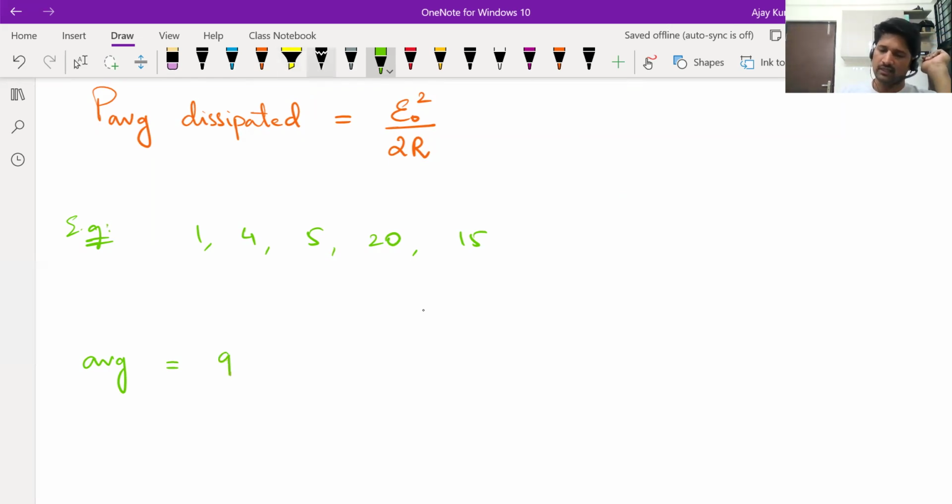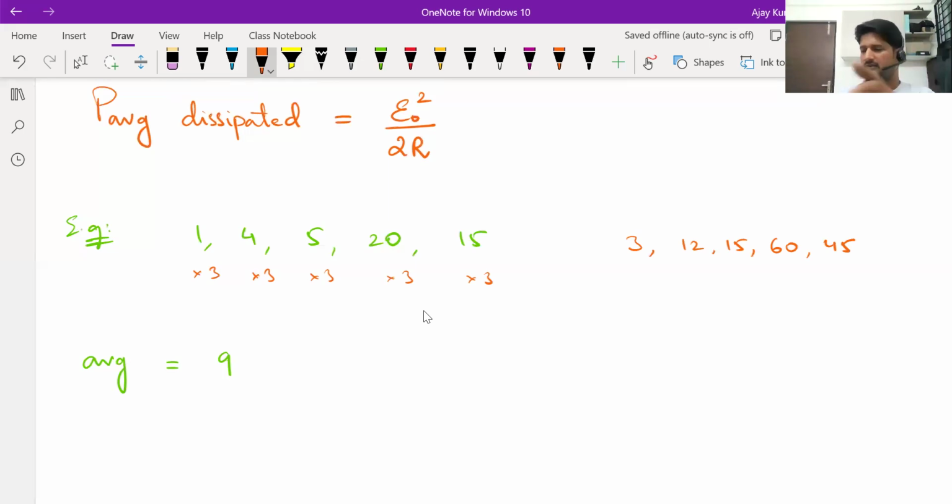Now let us multiply every entry with the constant value. Let's multiply all of them with 3. Then what will the entries now become? 3, 4 3s is 12, 5 3s is 15, 20 3s is 60, 15 3s is 45. These are the values now. When every term is multiplied with the same constant, 3, these are the values we got. Now tell me the average.